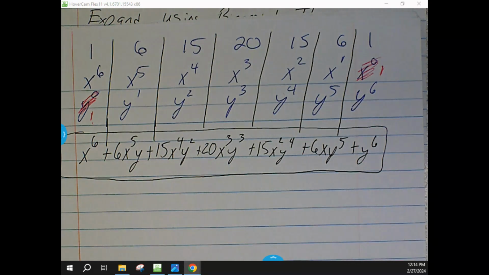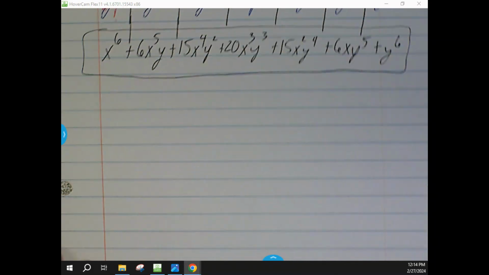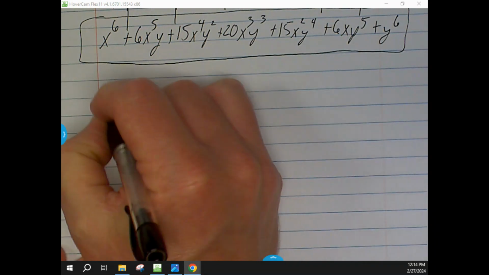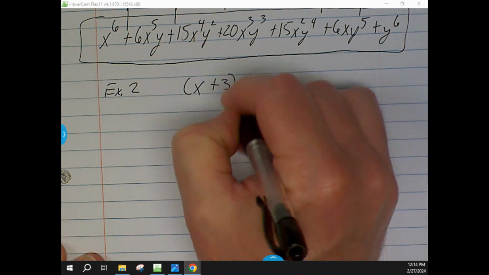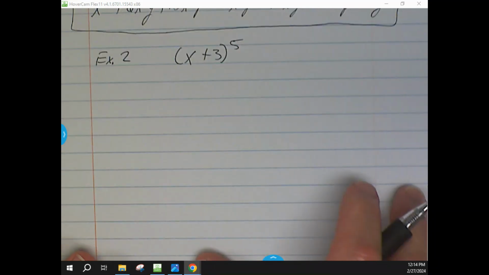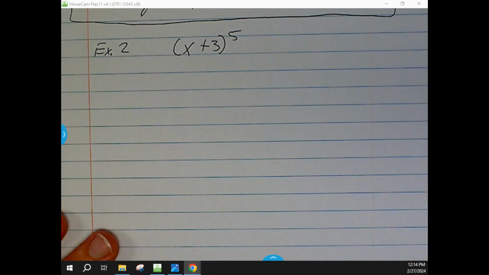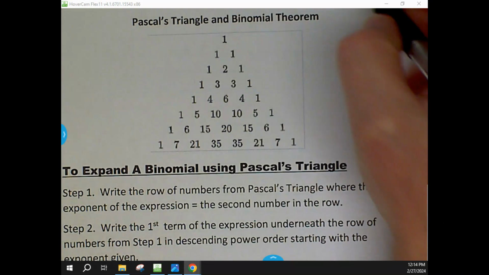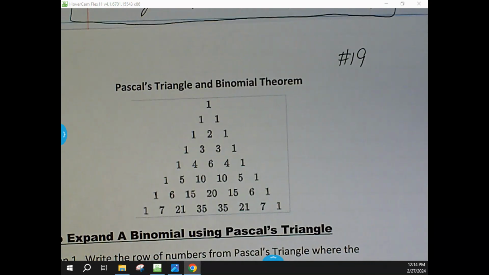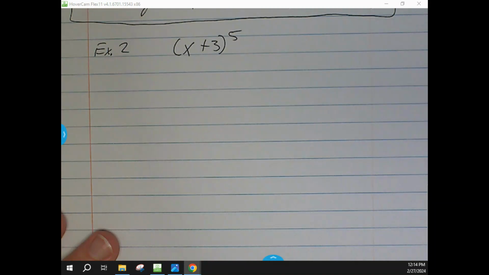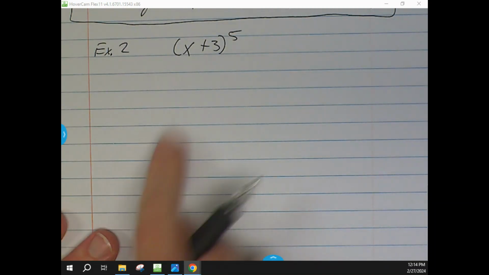Okay, so let me show you at least one, maybe two with some numbers where it's not just all letters, just to kind of show you how this thing will go. All right, so we're going to go x plus 3 to the 5th power. And if you want to on your paper here where you've got this one, you may want to put a number 19 on this one also, so you know where you keep these together, so you know what part goes with what part as we go through this one. Okay, so this one, it's x plus 3 to the 5th power.